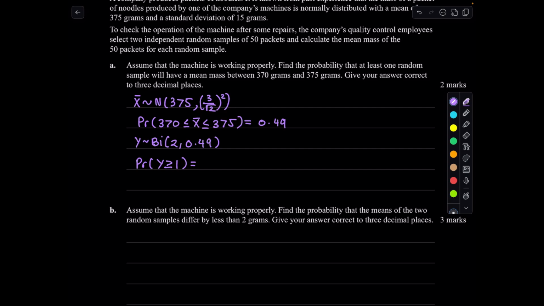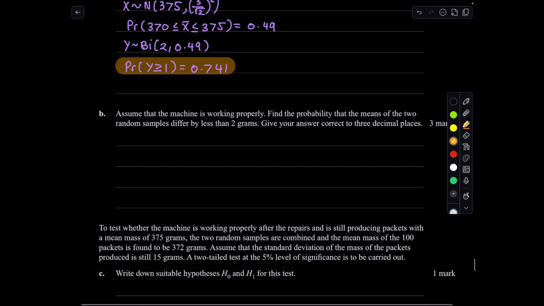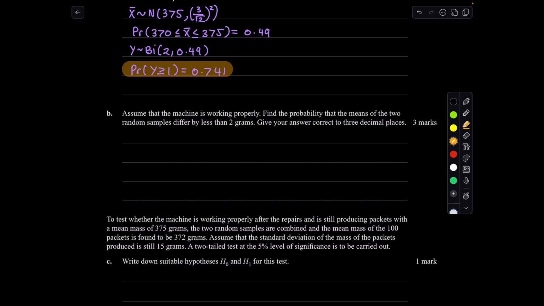So to how many decimal places? We want it to 3 decimal places, which is 0.741. Done. There it is. Next question. Assume that the machine is working properly. Find the probability that the means of the 2 random samples differ by less than 2 grams. Give your answer to this.